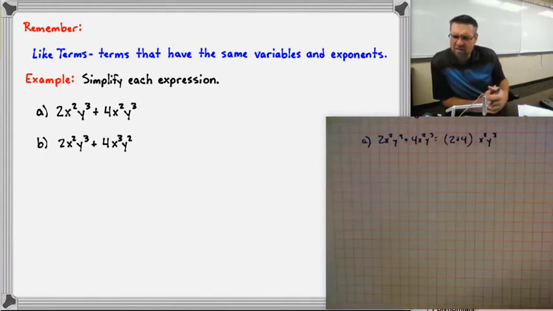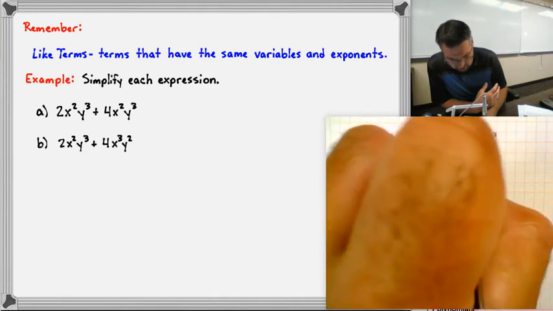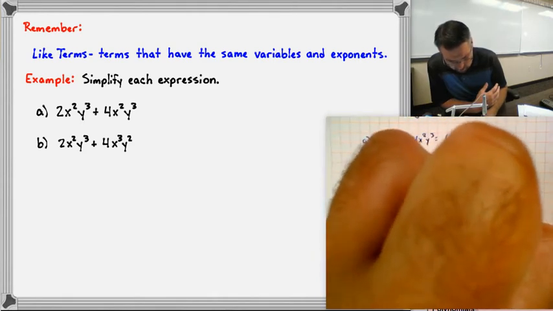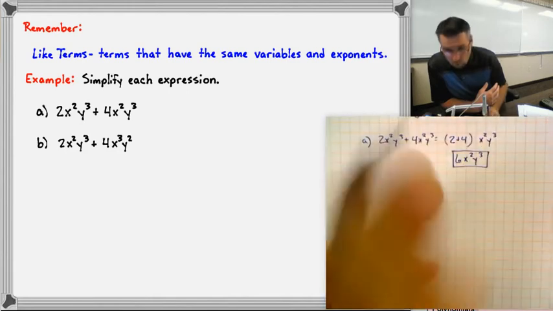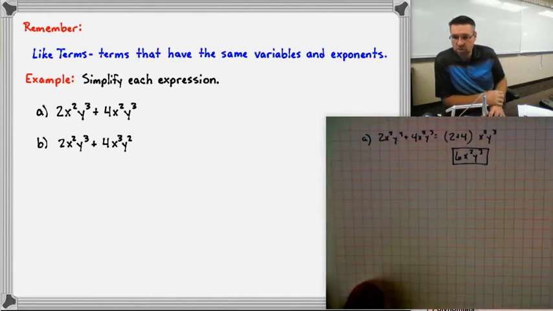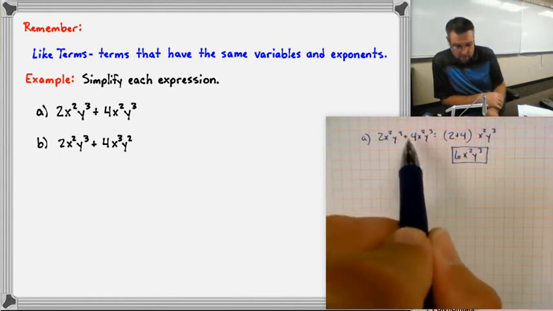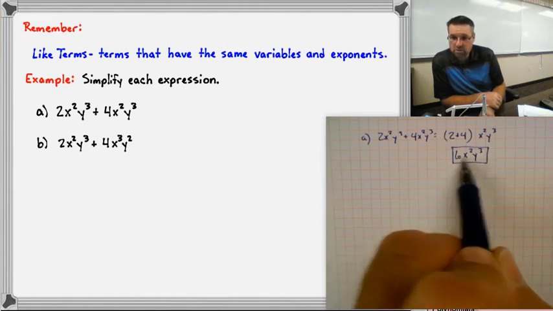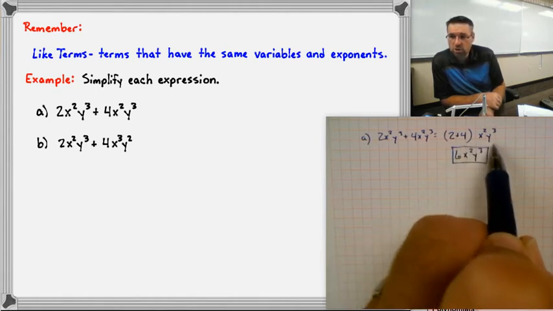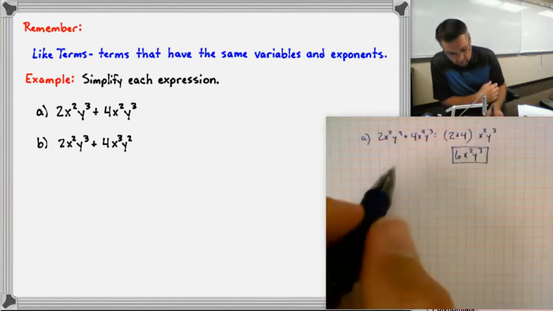So I'll put those in parentheses. This is just an idea, to kind of help us understand combining like terms. And so now we can see 2 plus 4 is 6. And then we'll carry down this x squared and y cubed. So this is the simplified form of those two expressions being added up. And we can easily see it. We've got 2 of these guys and 4 of these guys. So how many do we have all together? We have 6 of them. So 6x squared y cubed. Notice the exponents did not change, just the coefficient, just the number in front.